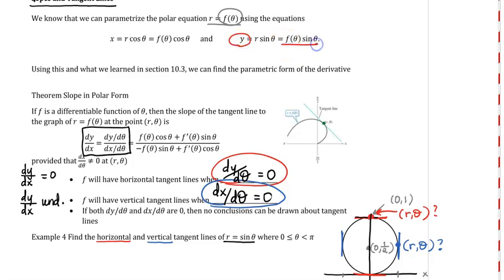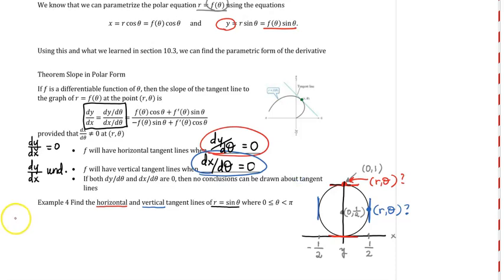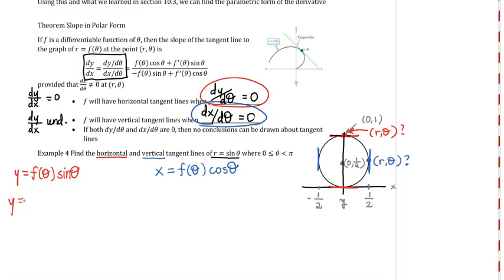So I'm going to begin by writing expressions for x and y, using the fact that y is equal to f of theta sine theta, and x is equal to f of theta cosine theta. I will be replacing f of theta with sine theta. This r is our function f of theta. It's the same way that when we're in rectangular coordinates, y is equal to f of x, r is equal to f of theta.